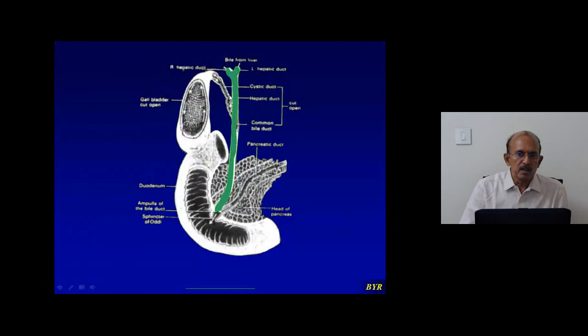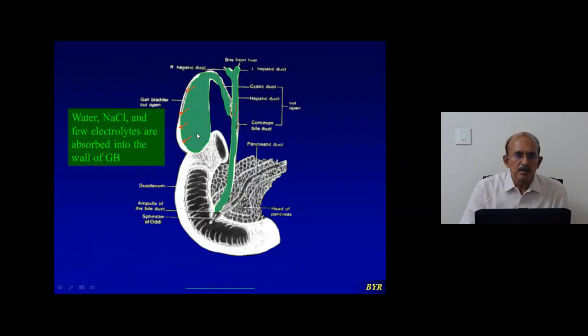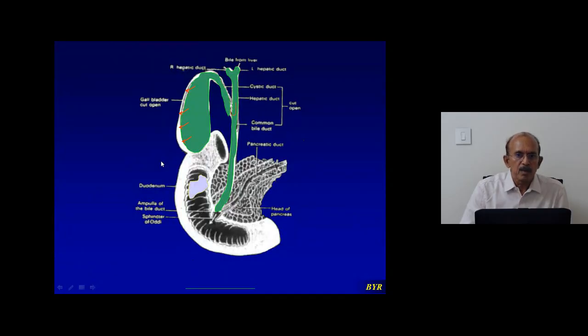Already shown this picture to you. The bile is secreted continuously from the liver. The sphincter of Oddi is always kept closed. So the bile overflows through the cystic duct into the gallbladder, and the gallbladder absorbs the water, sodium chloride, and a few electrolytes. And the bile gets concentrated and stored there. So bile is stored in the gallbladder and concentrated in the gallbladder. And to it, some mucus also is added.